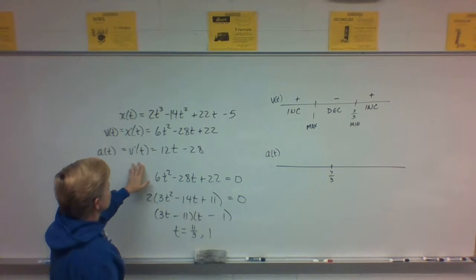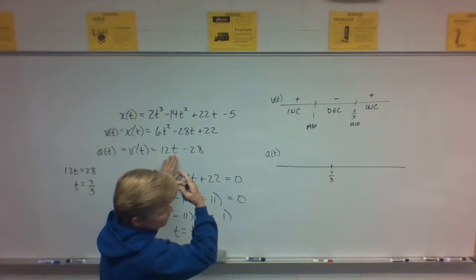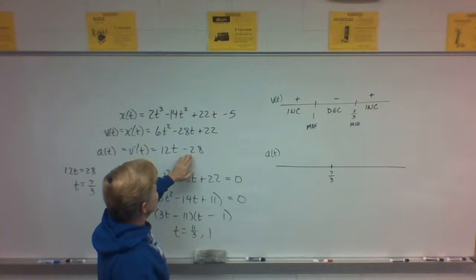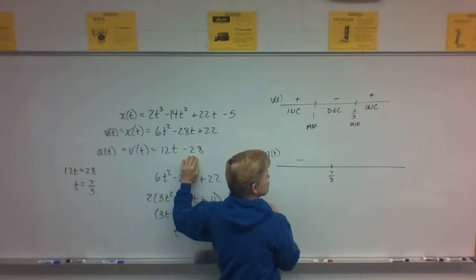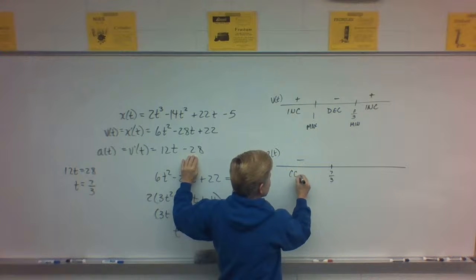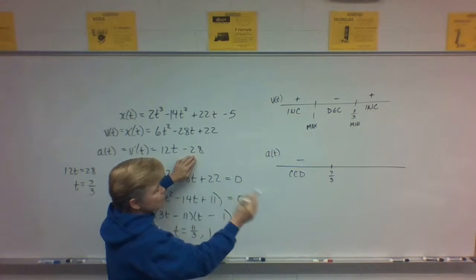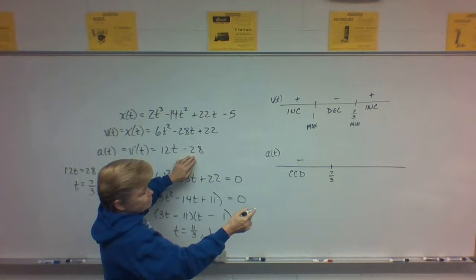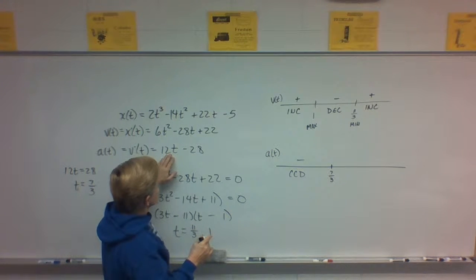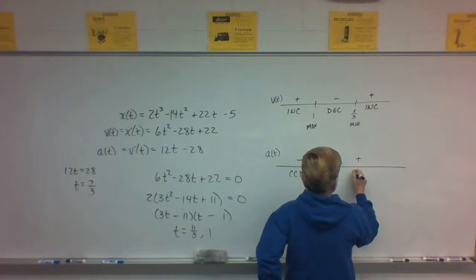We're talking acceleration here. I didn't factor anything, so I just have to plug it in. If I plug in something to the left of 7/3, like 0, I get a negative, right? Yep. Which means what? Concave down. Okay, and to the right of 7/3, like 4, I get 48 minus 28, which is positive, right? Concave up. Yep.